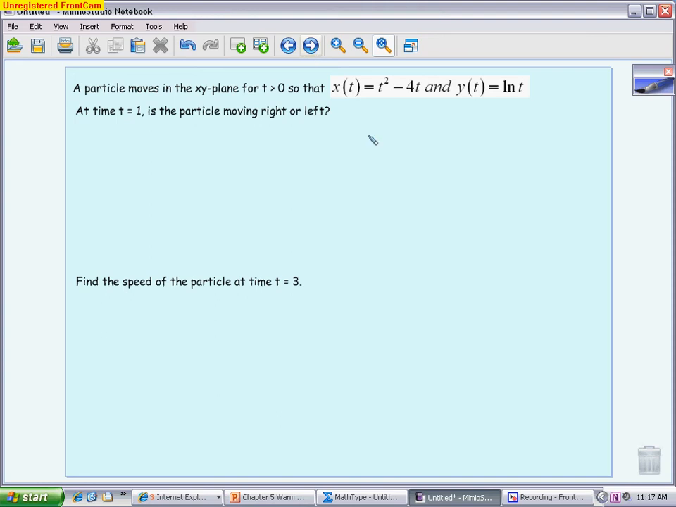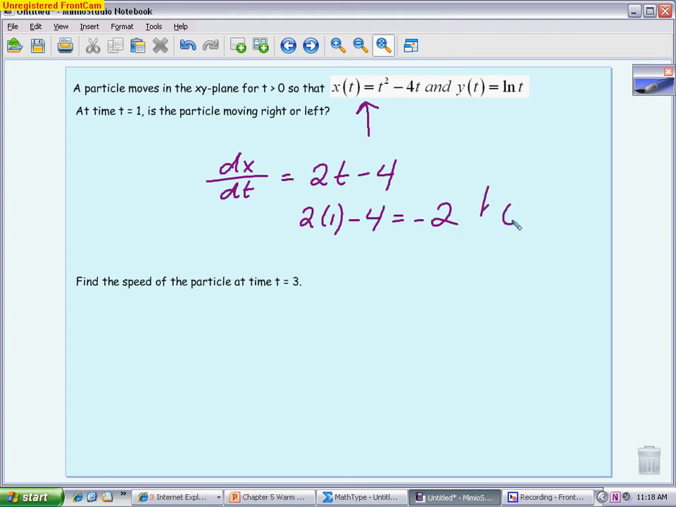So when we look at our x equation, if we look at the derivative of x, which we call dx/dt, we get 2t minus 4. This is the equation that will describe the horizontal motion. I want to know at 1, so I'm going to put 1 in. I get 2 times 1 minus 4. I get a negative value. Because this value is less than 0, we say that my particle is moving to the left.